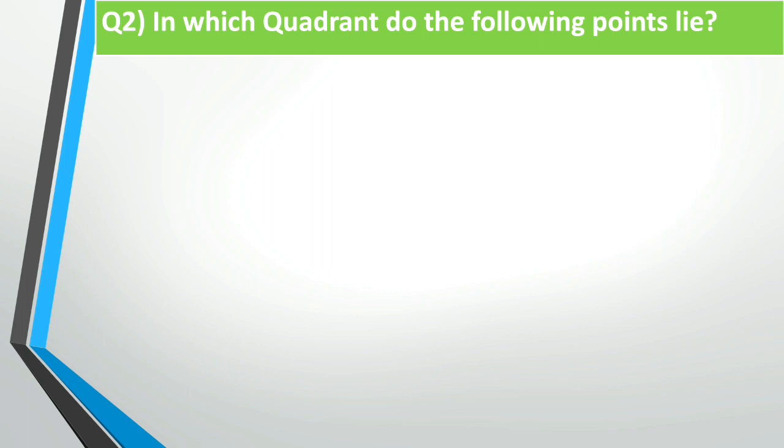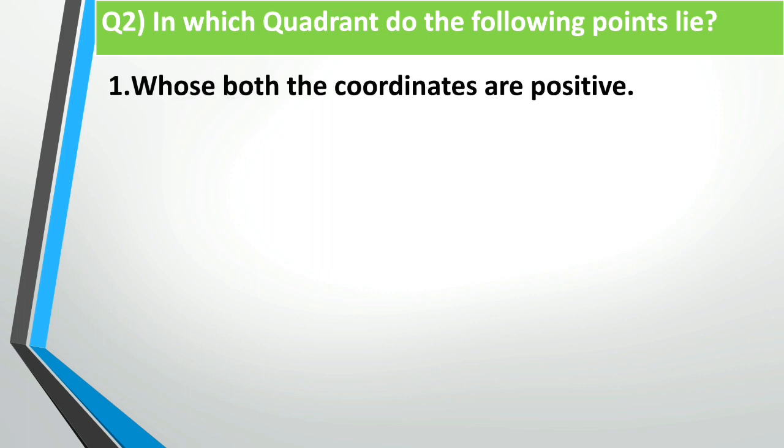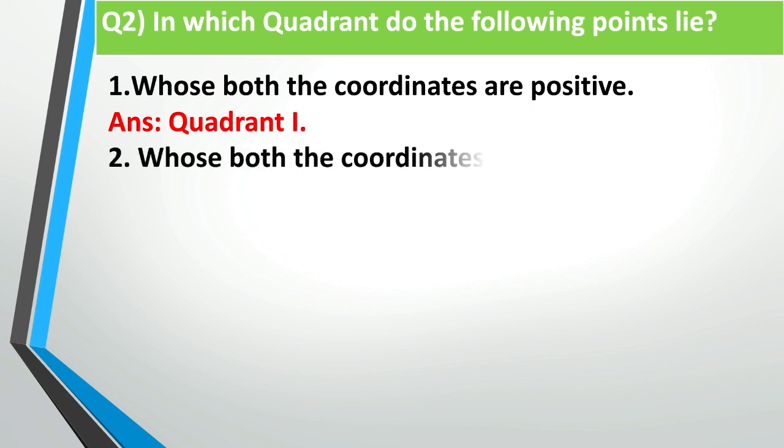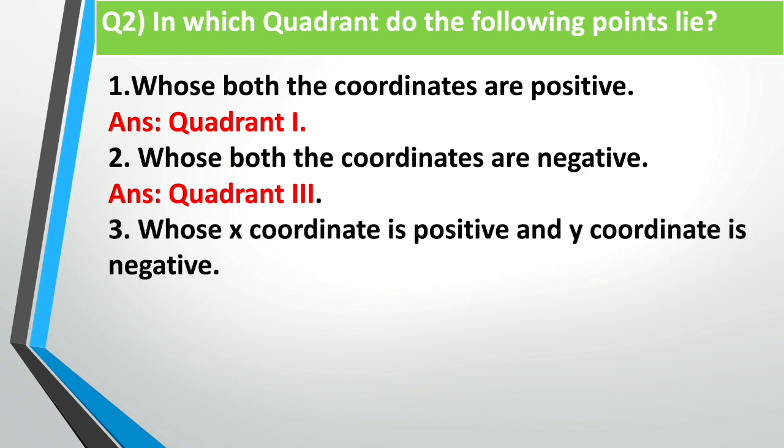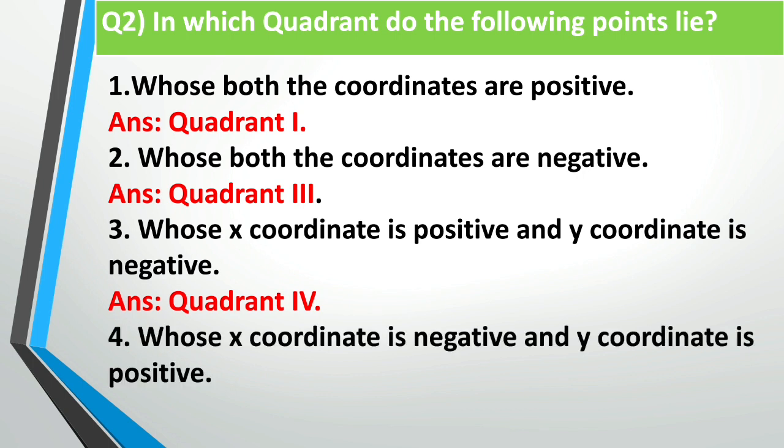In which quadrant do the following points lie? Suppose both the coordinates are positive, then it will lie in quadrant 1. If both the coordinates are negative, it will lie in quadrant 3. Suppose the x coordinate is positive and the y coordinate is negative, it will lie in quadrant 4. Suppose the x coordinate is negative and the y coordinate is positive, it will lie in quadrant 2.